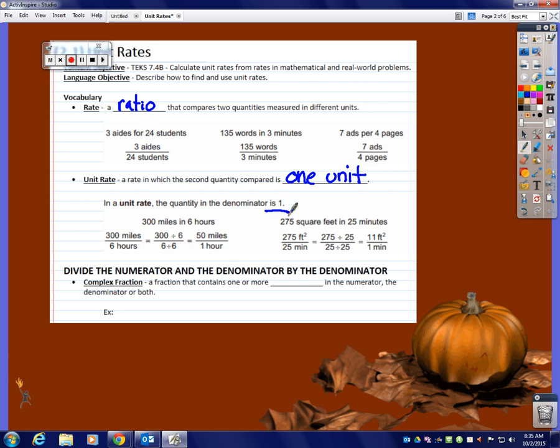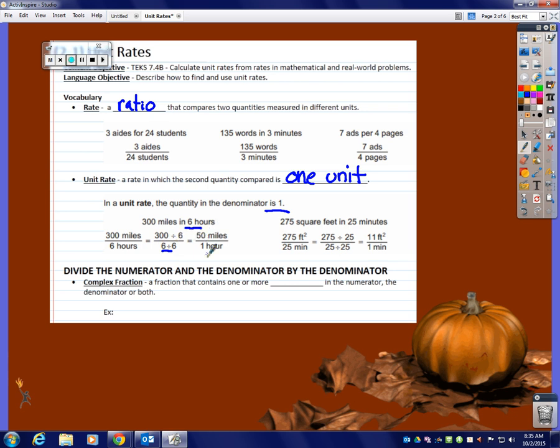So let's take a look at this example. 300 miles in 6 hours. Well, this is not 1. So we need to do miles per hour, but with 1 hour. There's a couple of ways you can do this. You can do equivalent fractions. Whatever you do to the bottom, you do to the top. Where you would do 6 divided by 6 is 1. So 300 divided by 6 is 50.